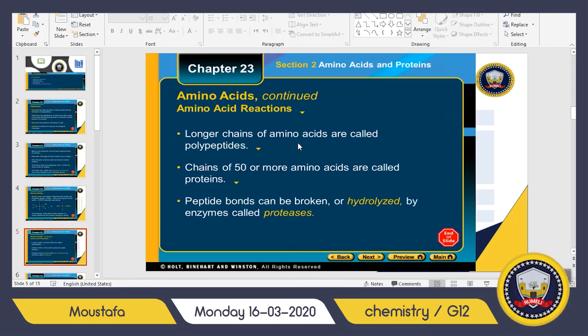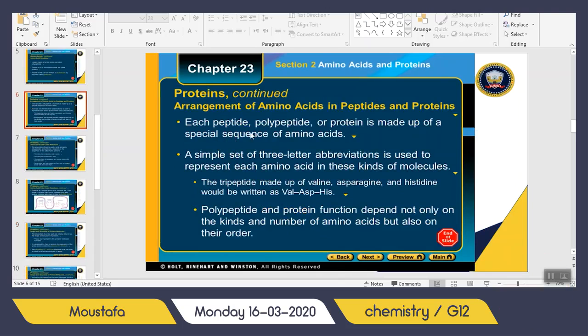A long chain of amino acids is called a polypeptide, but more than 50 amino acids are called a protein. A peptide bond can be broken, or hydrolyzed, by enzymes called protease enzymes. Each peptide, polypeptide, or protein is made up of a special sequence of amino acids. We can refer to an amino acid by the first 3 letters of its name.